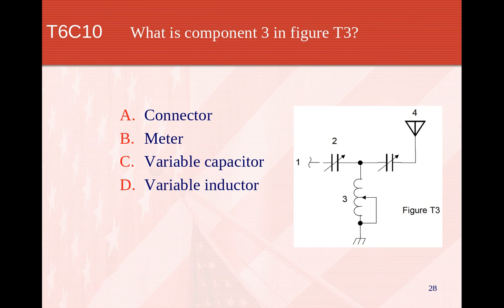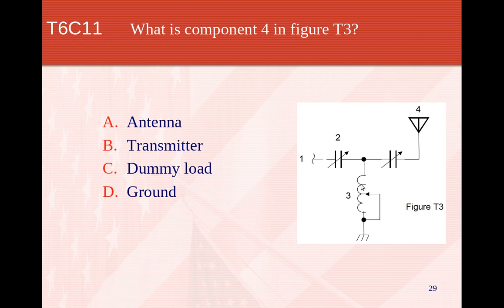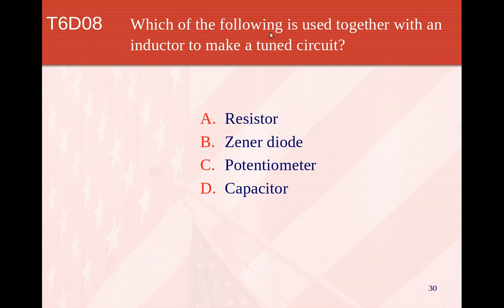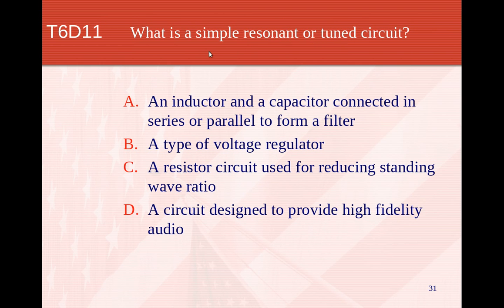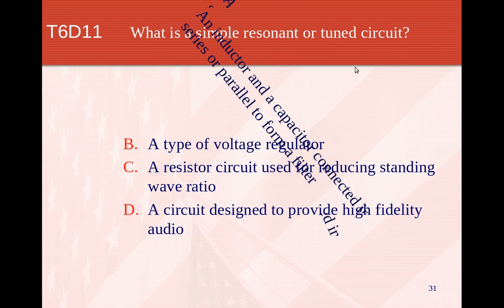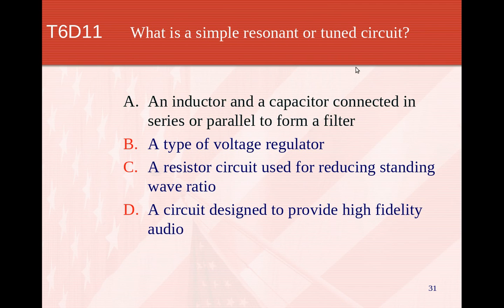What is component 3 in figure T3? So component 3 is a variable, CD arrow, variable inductor. What is component 4 in figure T3? That is an antenna. Which of the following is used together with an inductor to make a tuned circuit? Capacitor. That's called a tank circuit or a series resonant circuit. What's a simple resonant or tuned circuit? It's an inductor and capacitor connected in series or parallel to form a filter.